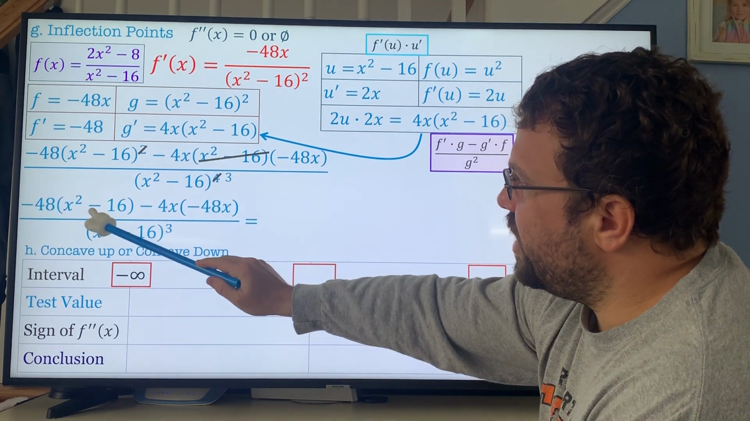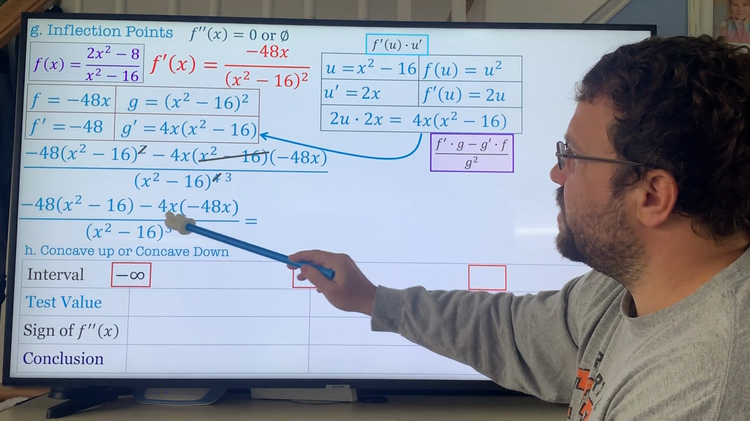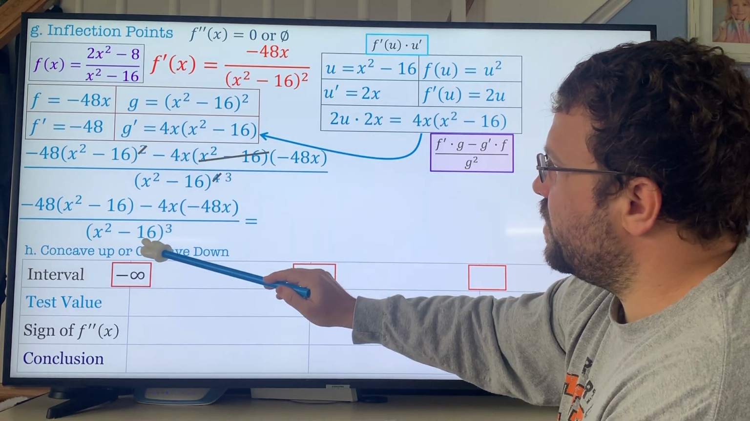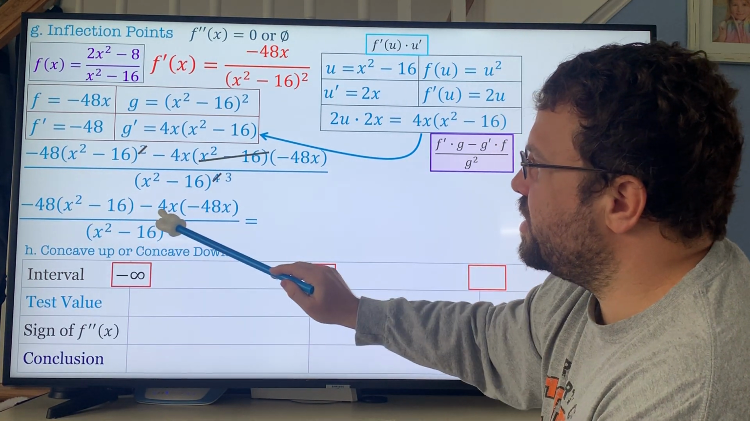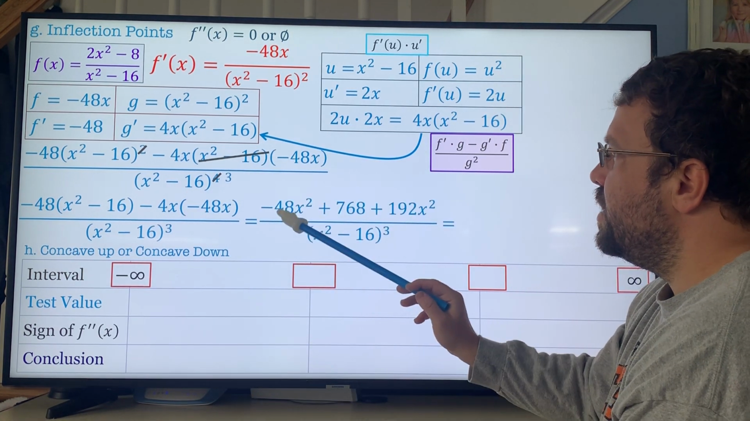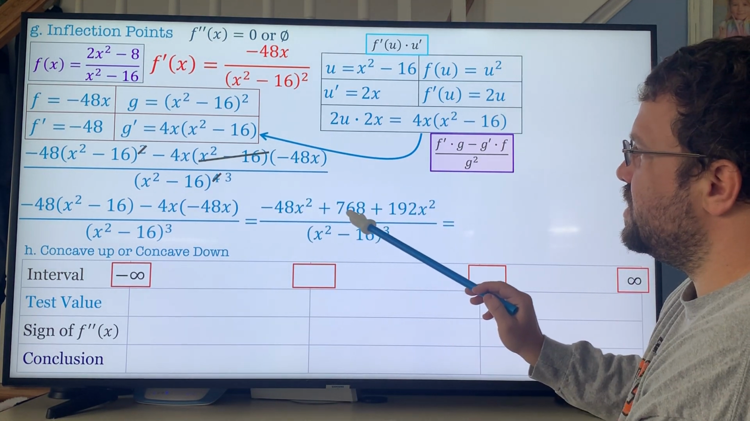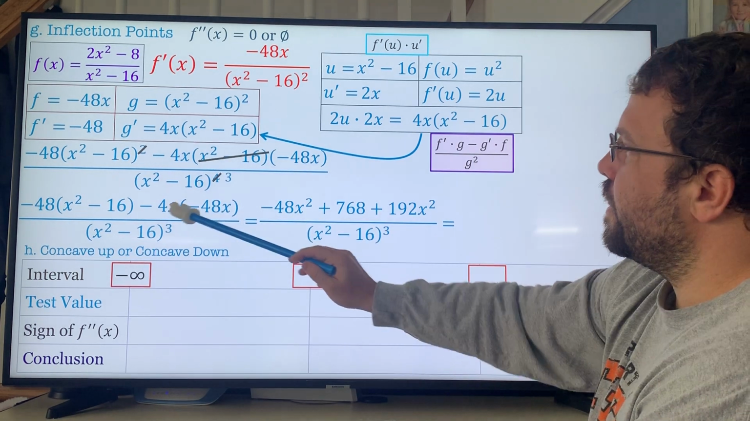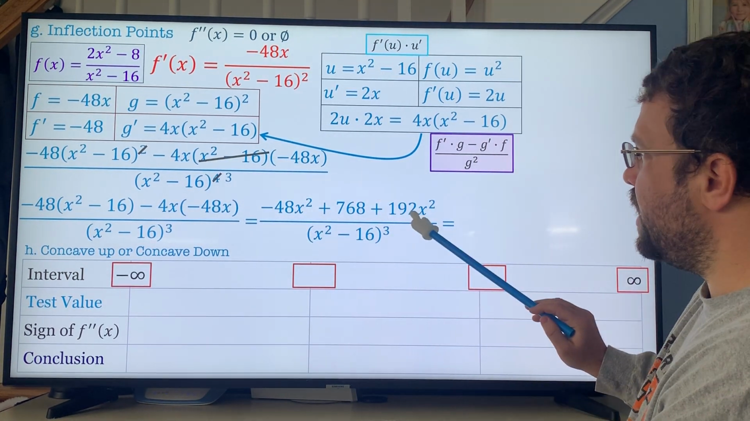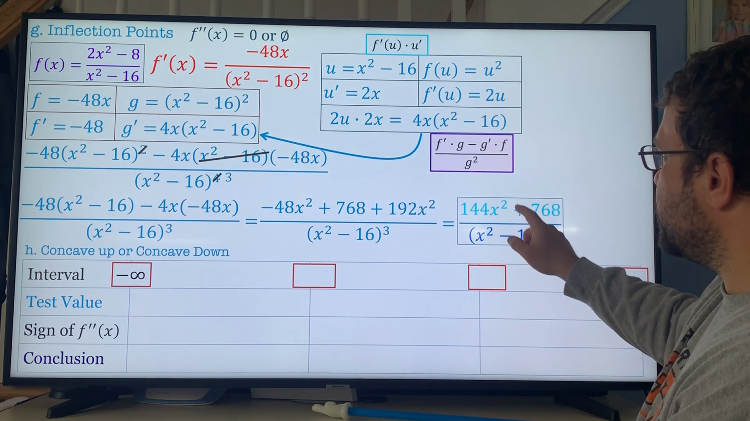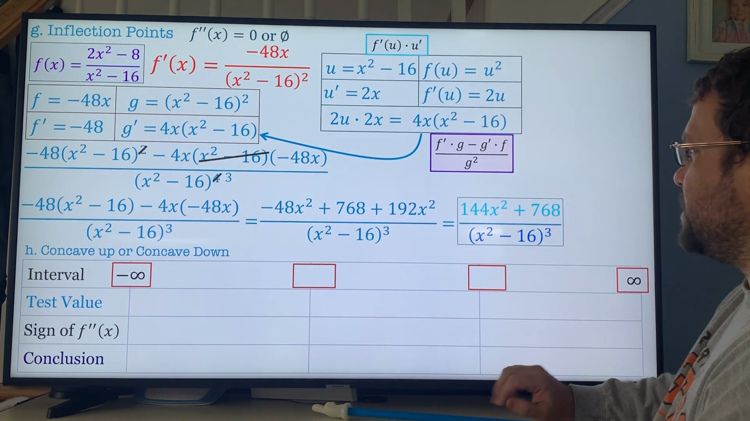So I got negative 48, x squared minus 16, minus 4x, times negative 48 over x squared minus 16 squared. I'm going to distribute the negative 48, distribute the negative 4. Negative 48 x squared plus 768, plus 192x squared over this. These combined, giving you 144x squared plus 768 over that stuff.